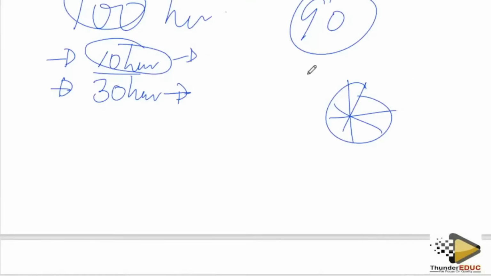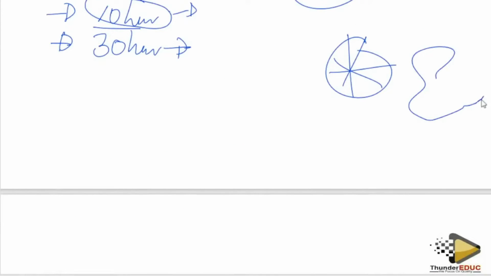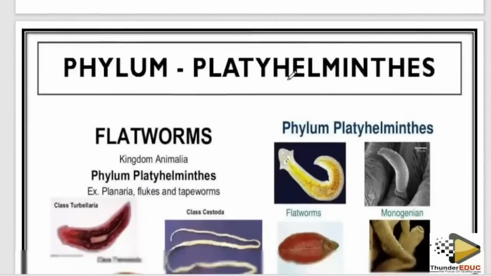But if you have something like this, for example, this side is not equal to this. This side is not, so we call it asymmetrical. Yeah. So you don't need to even memorize that much.